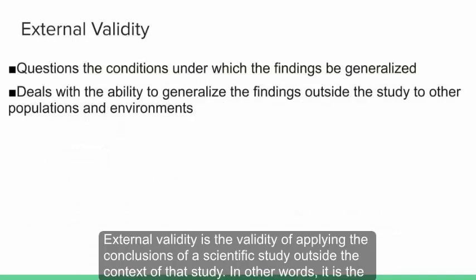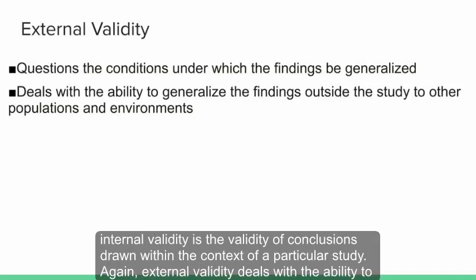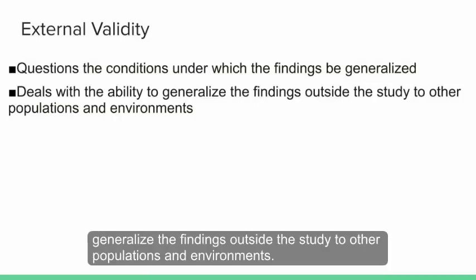Now, external validity is the validity of applying the conclusions of a scientific study outside the context of that study. In other words, it is the extent to which the results of a study can be generalized to and across other situations, people, stimuli, and times. In contrast, remember, internal validity is the validity of conclusions drawn within the context of a particular study. And again, external validity deals with the ability to generalize the findings outside the study to other populations and environments.